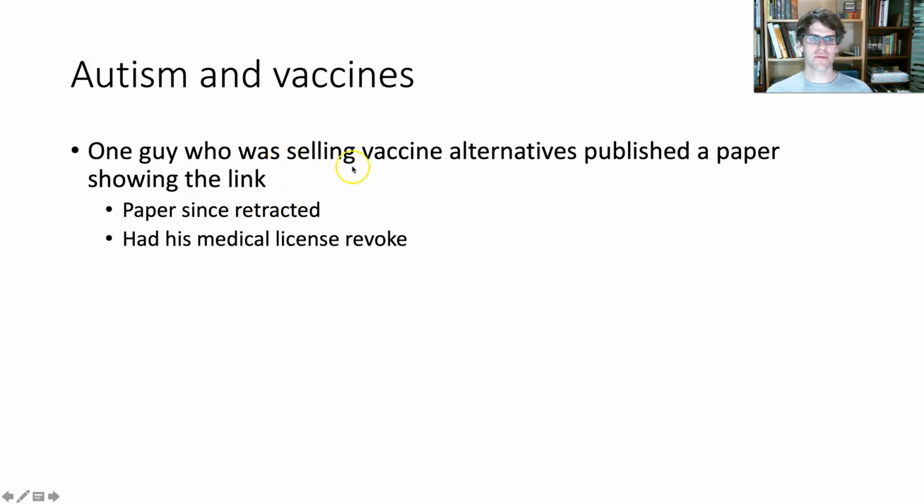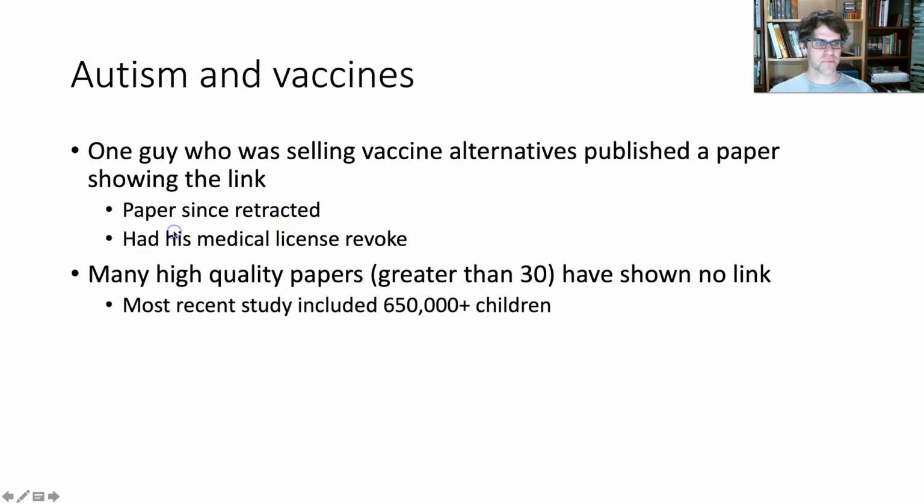That paper, he happened to also be selling vaccine alternatives. So there's a conflict of interest, something that we actually control for quite carefully now in the U.S. and have for years. It would be very hard for him to have got funding for research like that. You can't do research just to push your own agenda now. So that paper has since been retracted, but people don't realize that, or they think it's a conspiracy type thing. And he's also had his medical license revoked.